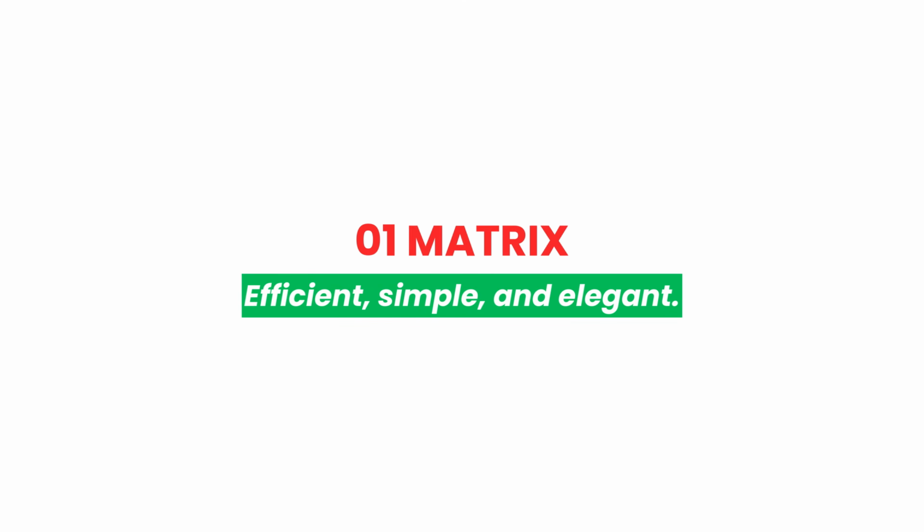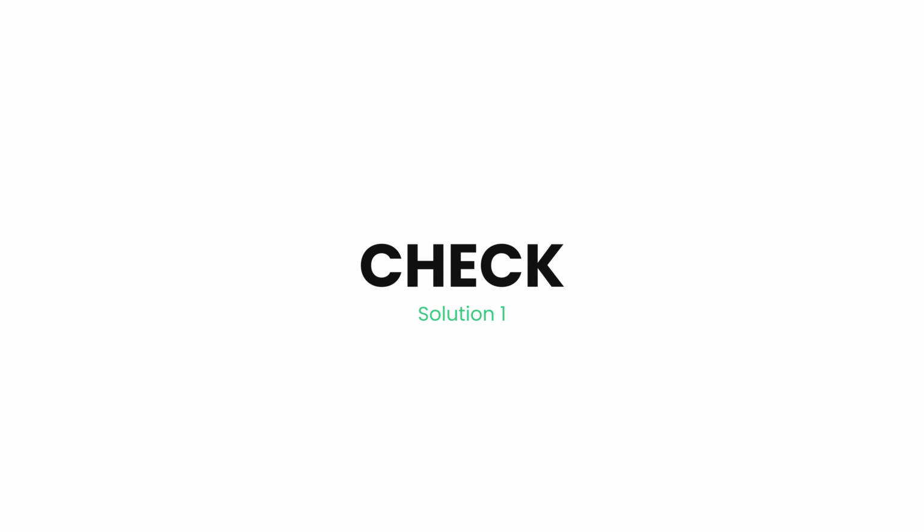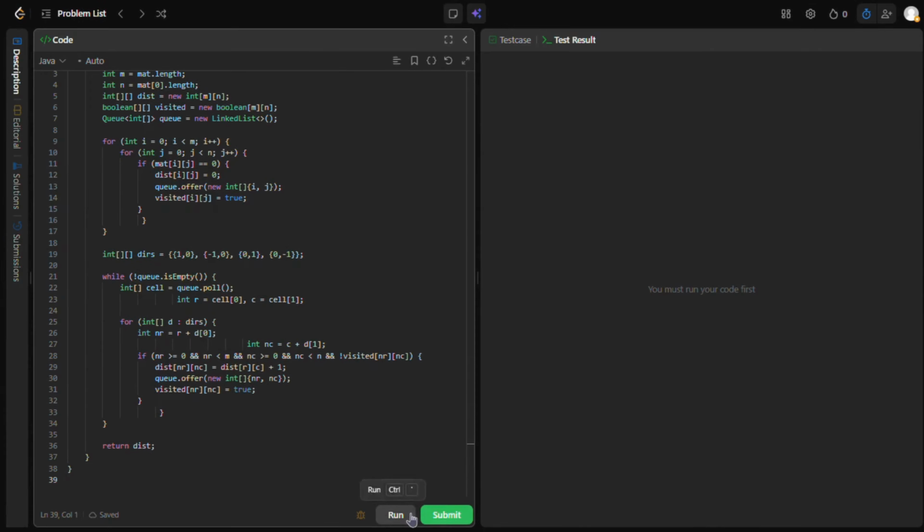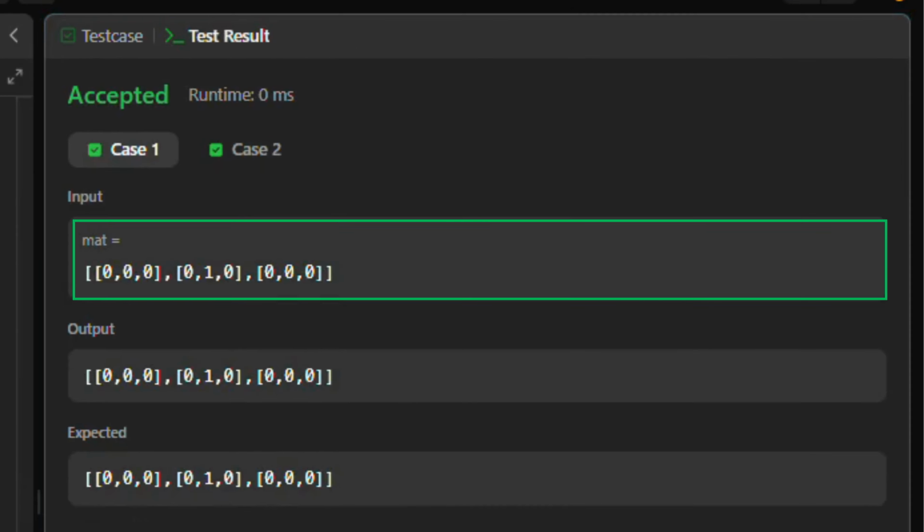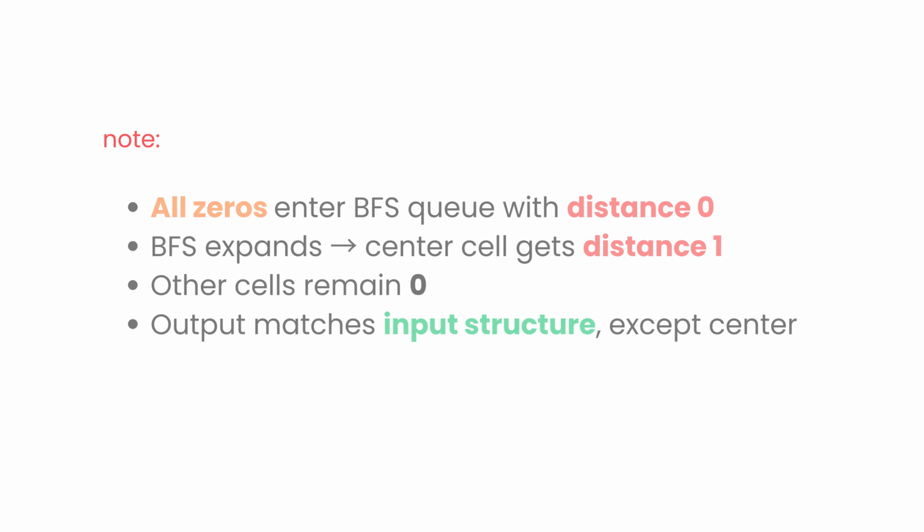Efficient, simple, and elegant. Now let's verify that the solution behaves correctly on the given test case. This grid contains zeros everywhere except the center. This matters because the center one is surrounded by zeros, so its nearest zero is exactly 1 step away. Short reasoning. All zeros enter the BFS queue first with distance 0. When BFS expands, it reaches the center cell and assigns it distance 1. All other cells remain distance 0.